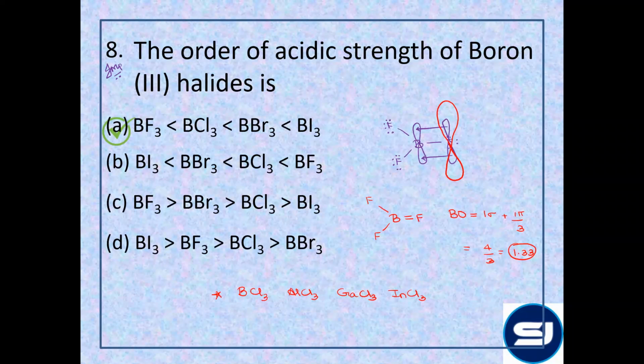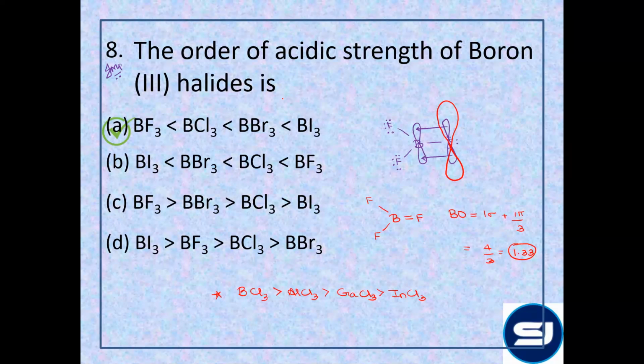इस case में what was the order? Decreasing down the group. Boron is the highest. Down the group it decreases. Boron का trihalide among the other halides is a stronger Lewis acid. So these are the two orders for the acidic strength of boron halides. Very, very important.